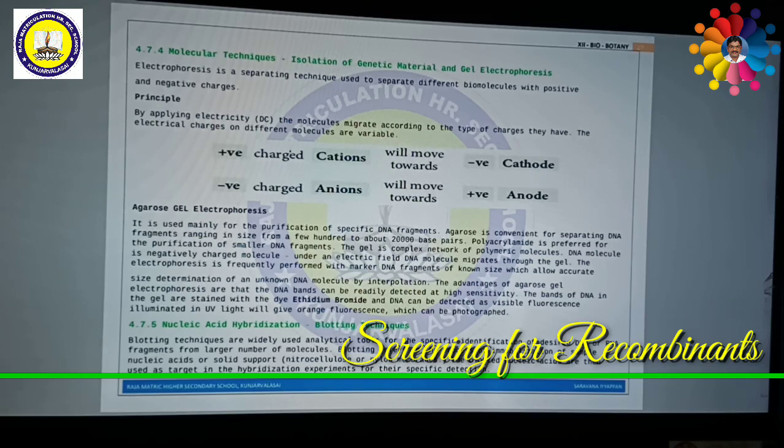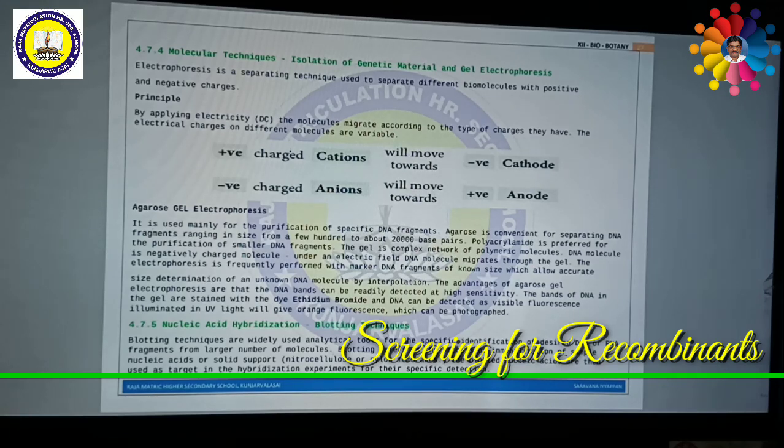That means the negatively charged DNA molecules moving towards the positive anode can be easily identified. So this is another method, called a molecular technique or gel electrophoresis method. With its help, we can identify how DNA is isolated, purified or separated. We can screen it with the help of this technique.